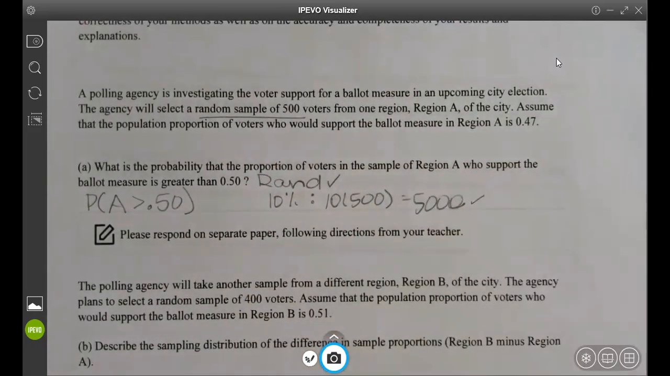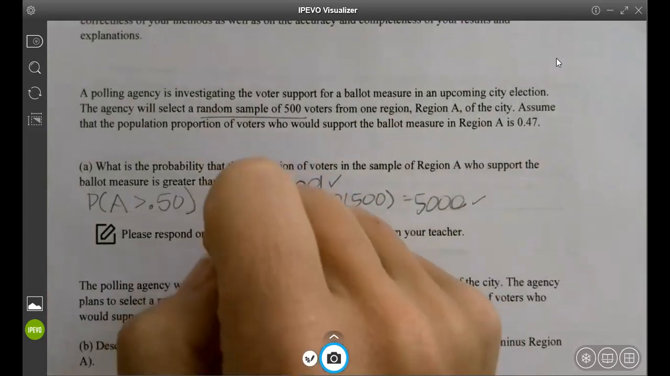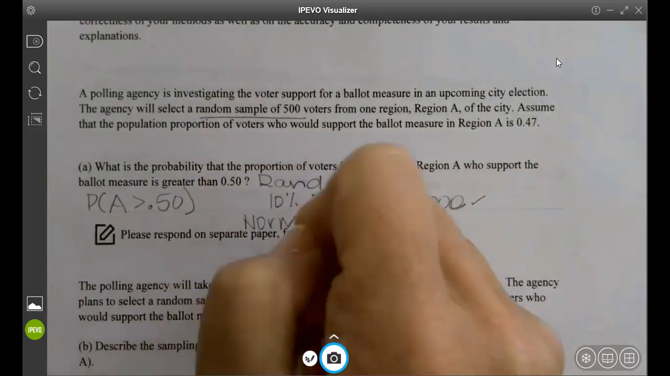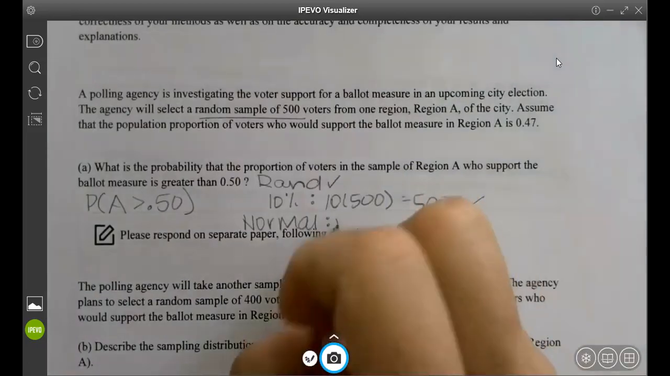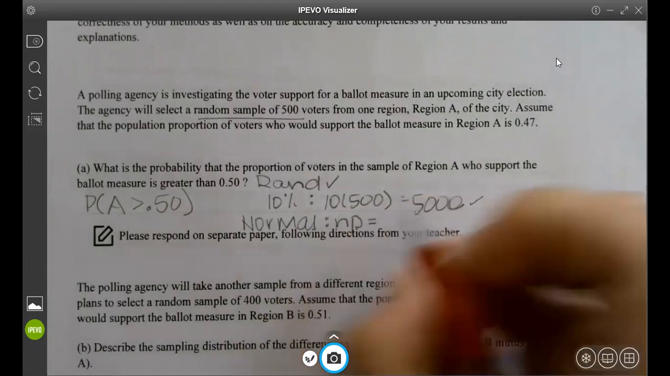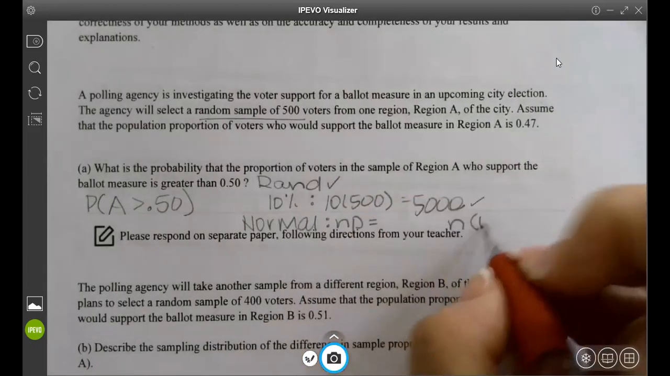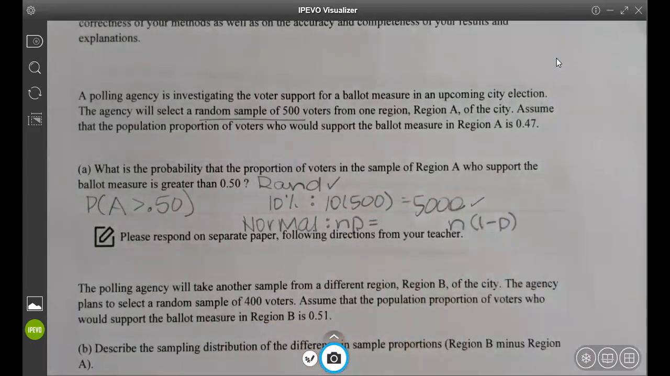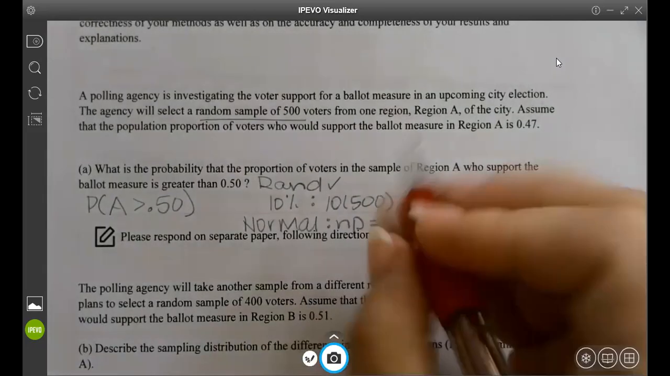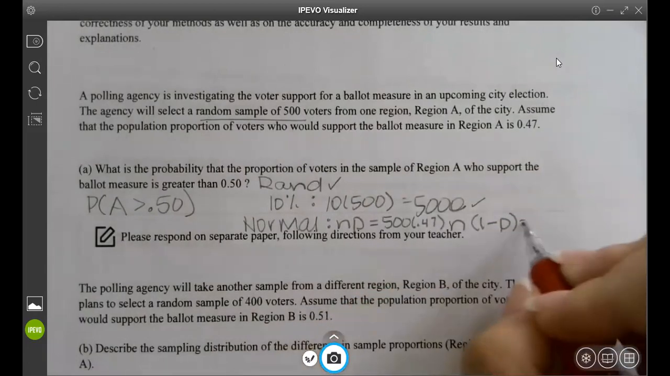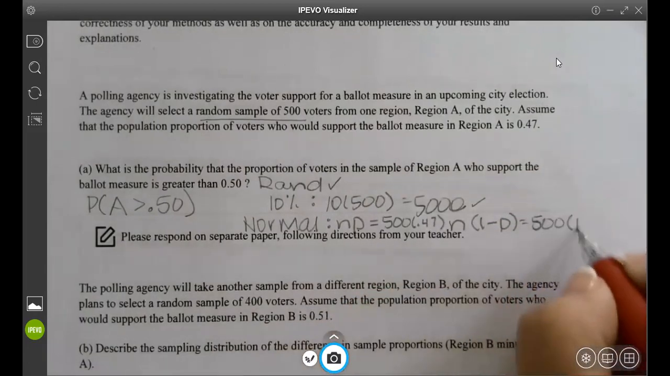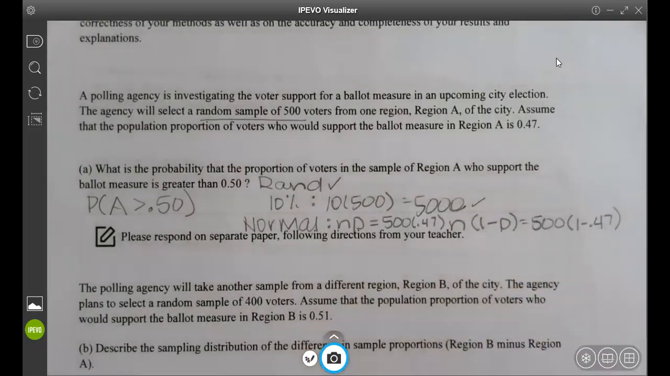And the last thing we need to check is normal. And you guys can just write normal. You don't have to write large counts or anything like that so that you don't screw it up. Just know that if you're doing proportions, which is what we have, that's going to be your np and n(1 minus p). Okay, so we're going to check np and n(1 minus p). And np is 500 times 0.47. And this one is 500 times (1 minus 0.47). And that's all you have to write.